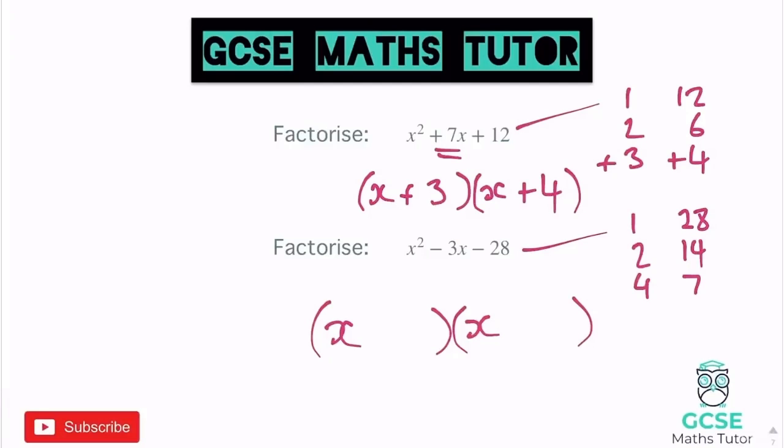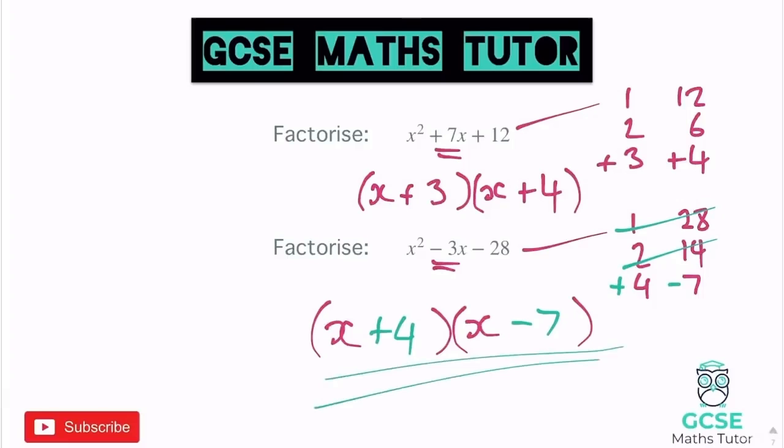So what have we got? We've got -3 in the middle, so we want to make -3. Well, we're not going to do that with 1 and 28. That's not going to work. 2 and 14, we could make 16, or we could make 12. That's not going to work. But 4 and 7, we could do +4, take away 7, and that would make -3. So +4 and -7. And that's our double bracket finished.